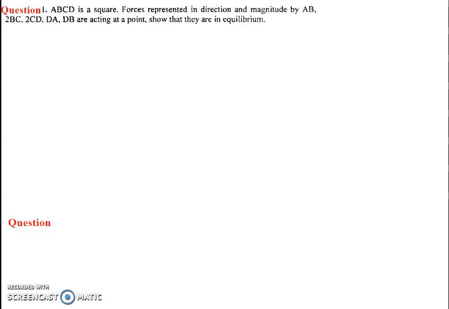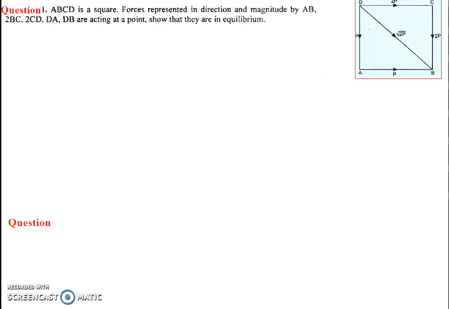The direction is A to B. Forces represented by AB, BC, 2CD, BA and DB are acting at a point. Show that they are in equilibrium. Just see this. Let AB be equal to P. Then BC is equal to 2P. Then for 2CD, the direction should be this side, so here it is wrong.